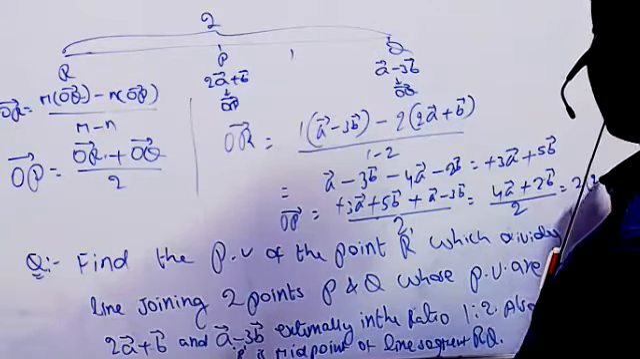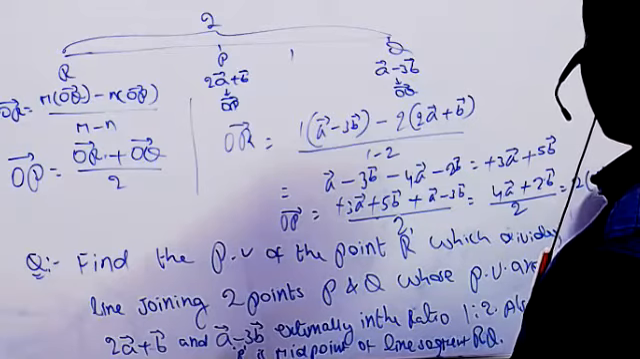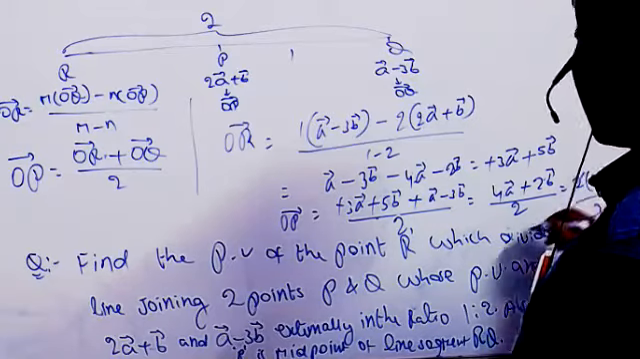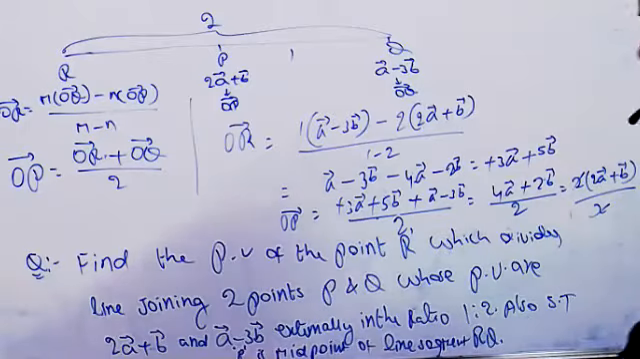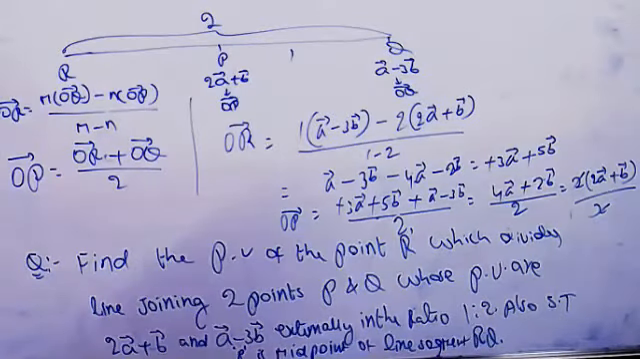Taking 2 common, what is (2A bar plus B bar) by 2? The 2 will be cancelled. Clearly we now get OP equal to how much? 2A bar plus B bar. What I asked you, the same answer we got now: OP equal to (OR plus OQ) by 2. So clearly we can say that P is the midpoint of RQ also.